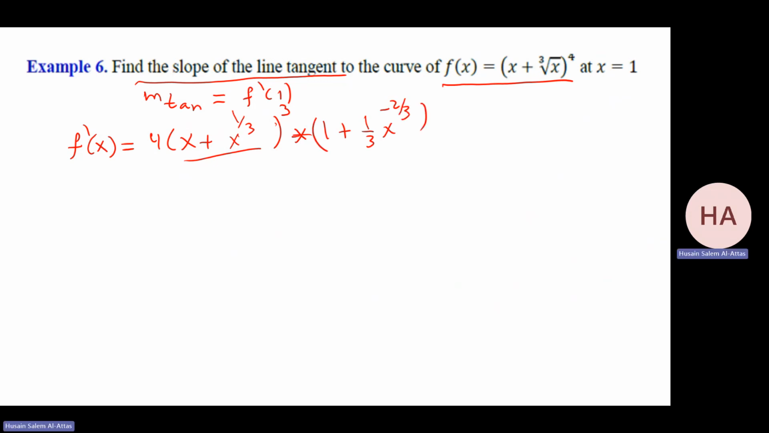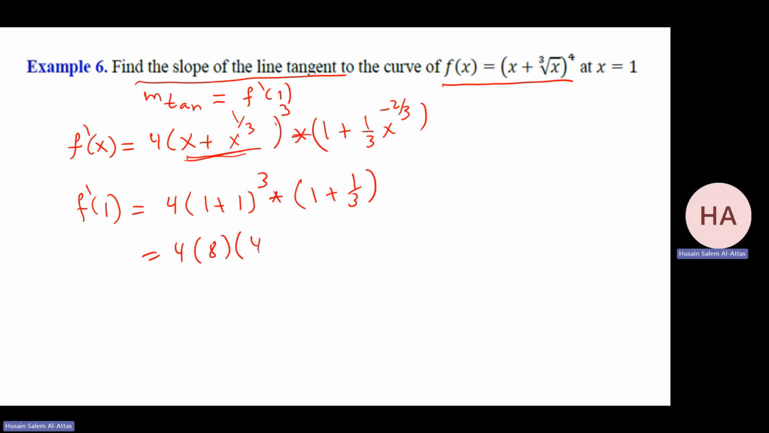Make a bracket to be sure. This is the derivative. So it's 4, this to the power 3, or u to the power 3 times derivative of u, 1 plus 1 over 3, x to the power minus 2 over 3. F prime at 1 will be 4, 1 plus 1 cubed times 1 plus 1 over 3. So that will be 4 times 8 times 4 over 3, which is 32 times 4 over 3, 128 over 3.